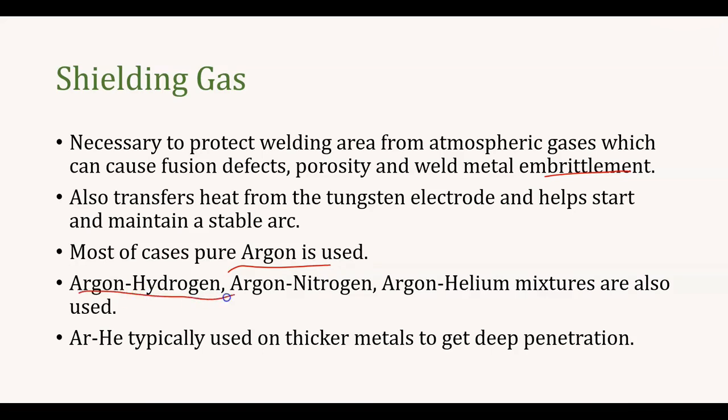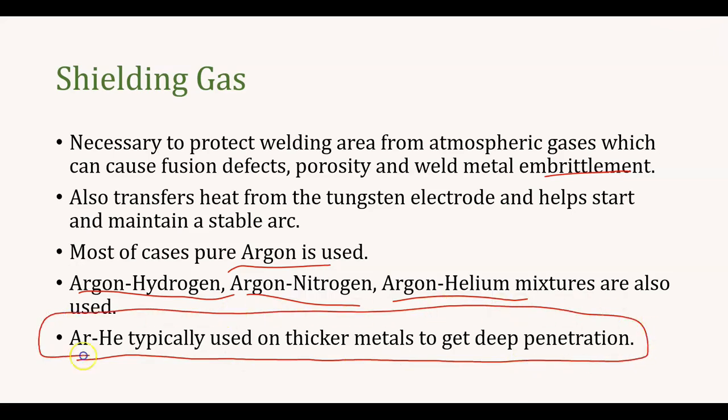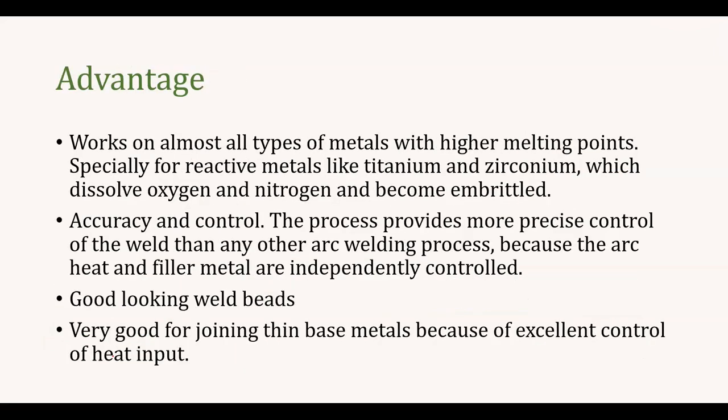One is argon hydrogen, argon nitrogen, argon helium, as we have seen in the MIG process now. So like that we are also using some mixture of inert gases, starting from argon hydrogen, argon nitrogen, argon helium and all. And argon helium is typically used on thicker metal to get deep penetration, right? So usually argon and helium is mixed to weld very thick materials, and also to have a deeper penetration into that.